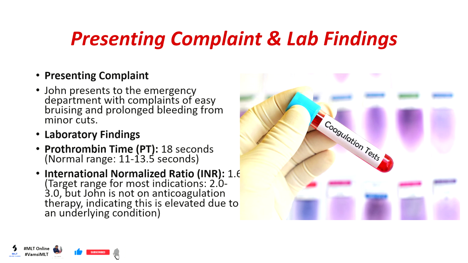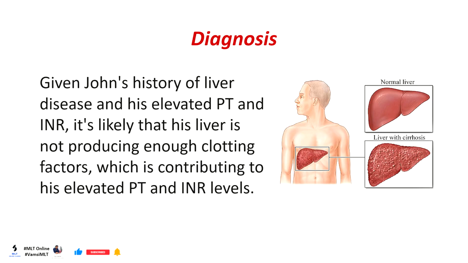Laboratory findings. Prothrombin time, PT, 18 seconds. Normal range, 11 to 13.5 seconds. International normalized ratio, INR, 1.6. Target range for most indications, 2.0 to 3.0. But John is not on anticoagulation therapy, indicating this is elevated due to an underlying condition.